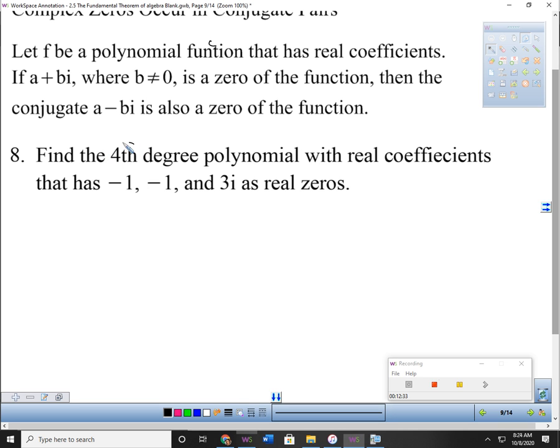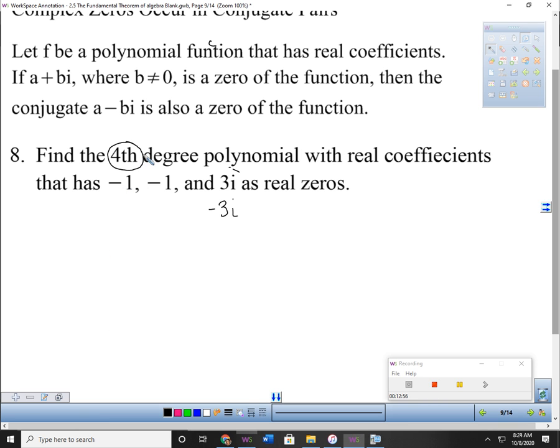That means that in the end we should have an x to the 4th as our highest degree that has the real coefficients -1, -1, and 3i. Those are my zeros. But this says I have 4 of them, and they're only giving me 3. But since 3i is a 0, then that means negative 3i is also a 0. So that gives me 1, 2, 3, 4 zeros.